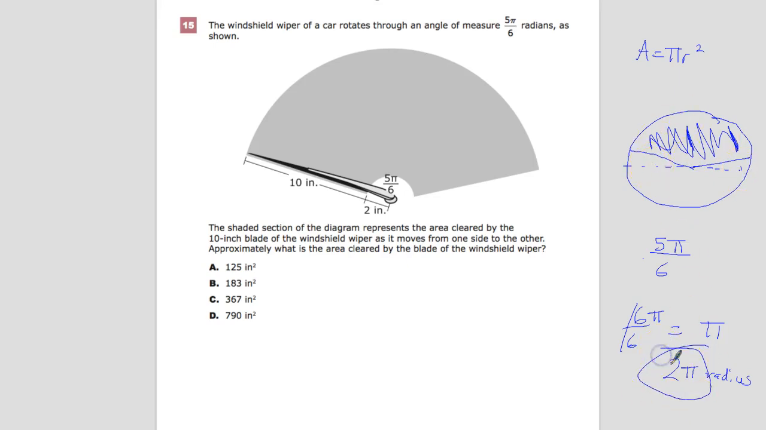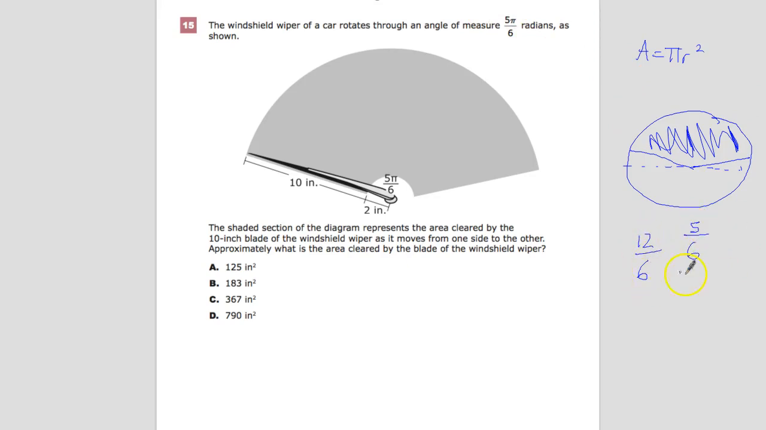If you can remember that one whole circle is 2 pi radians, you're in. Sorry, I was thinking about the radius, but it's radians. So if you have 2 pi radians, you have your whole circle. So what we need to do is think, okay, that would be 12 sixths as opposed to 5 sixths. That would be one entire circle, and we only have 5 sixths of those.